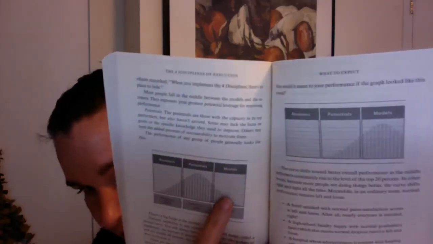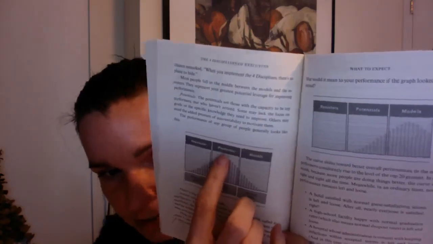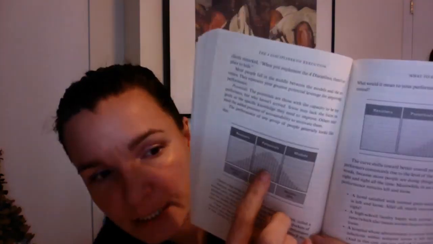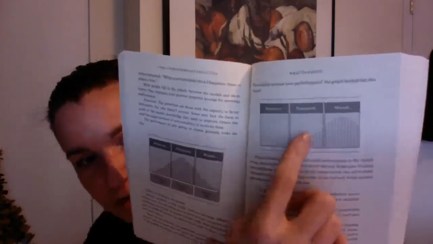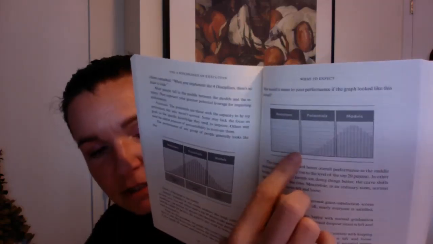One of the things they suggested is that you try to move everybody at your organization from this kind of breakdown, where most of the people are the potentials, to this, where you move the potentials over to the models, and the resistors still stay, but you kind of got to get rid of them. So that big bulge in the middle, that's where you need to focus, because that's where your biggest numbers are, and that's who you're trying to move over.